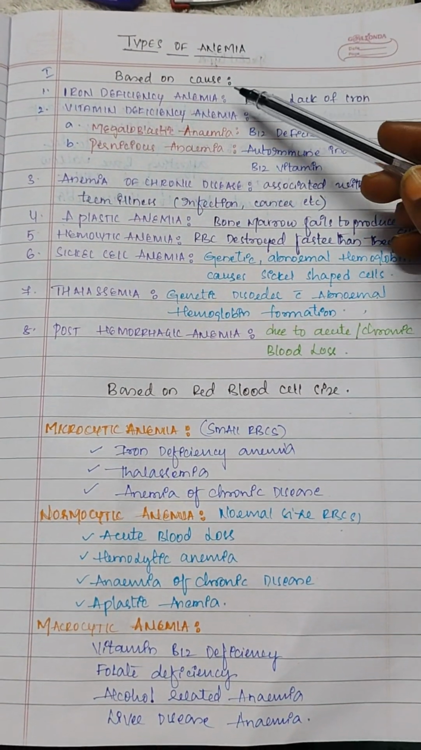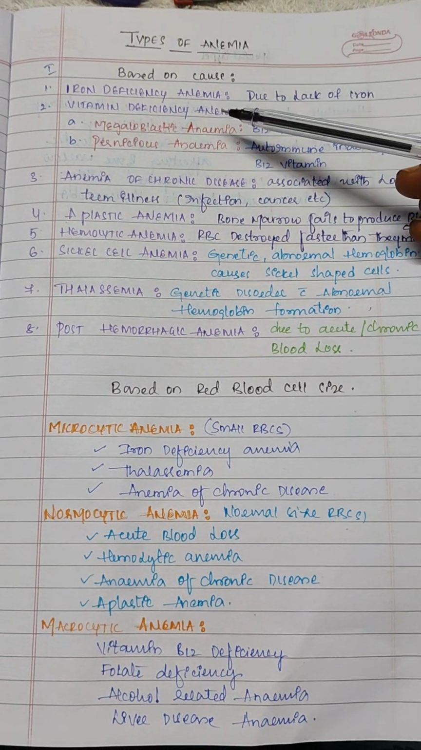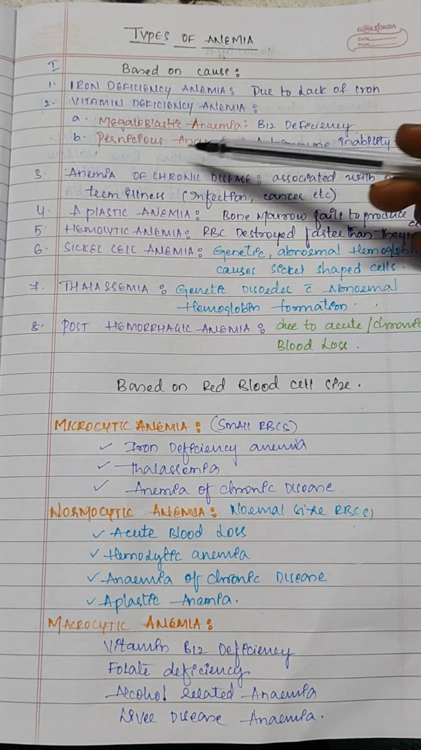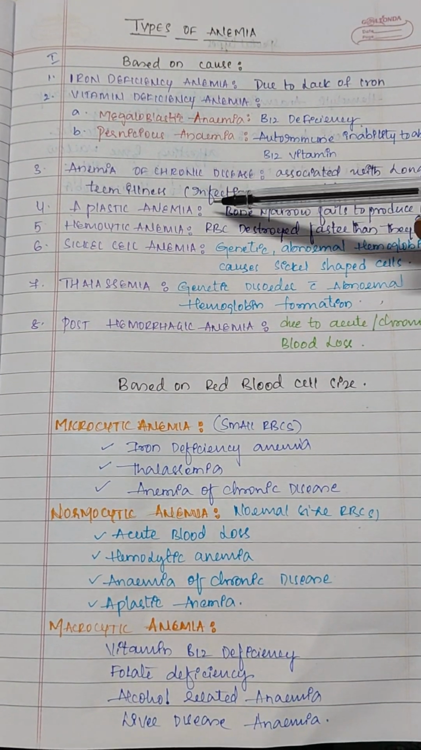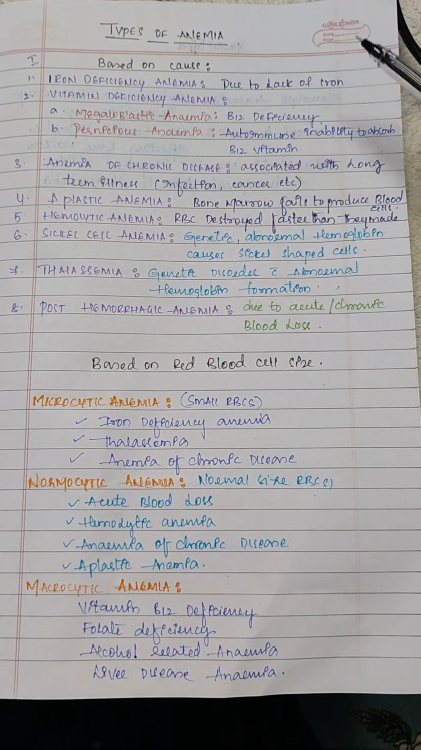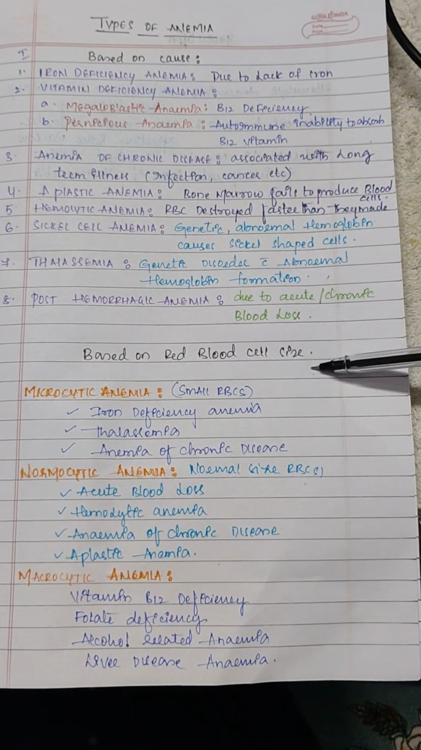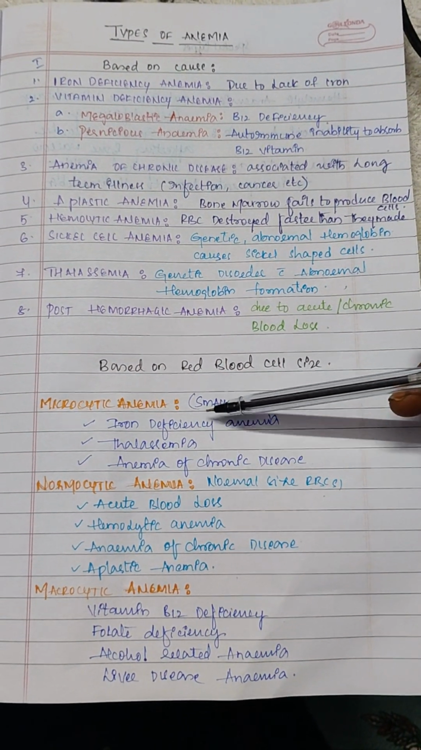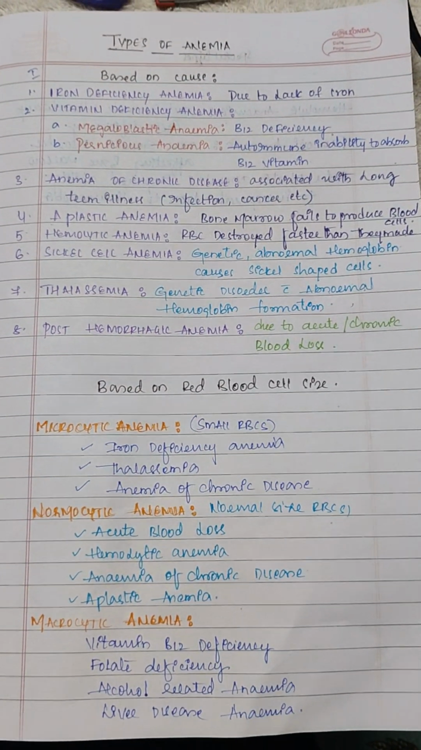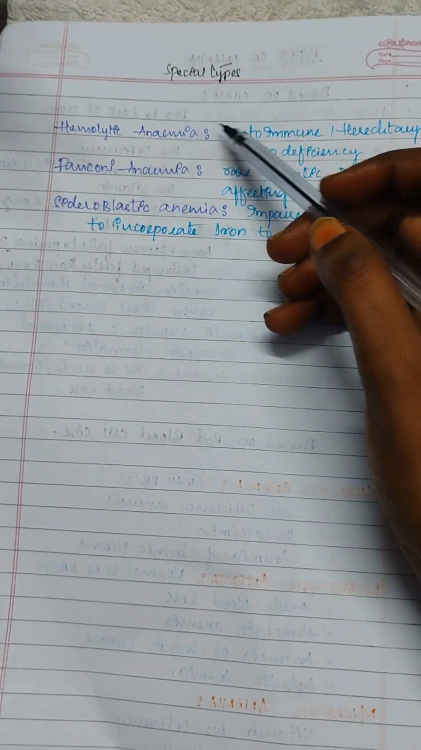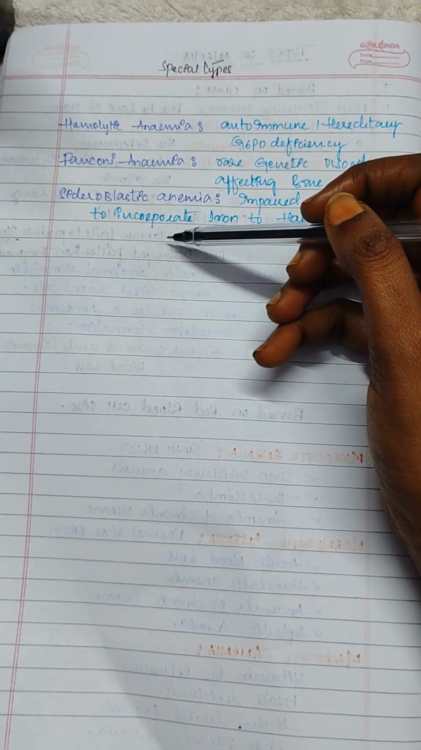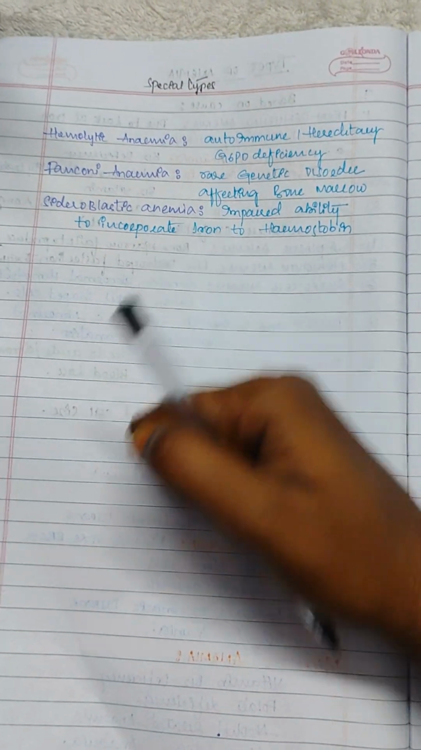The first, based on the cause: iron deficiency anemia, vitamin deficiency anemia, again divided into megaloblastic and pernicious, anemia of chronic illness, aplastic anemia, hemolytic anemia, sickle cell, thalassemia, post hemorrhagic anemia. And based on RBC size: microcytic anemia, normocytic anemia, and macrocytic anemia. And special types of anemia are hemolytic anemia, Fanconi anemia, and sideroblastic anemia. Thank you all.